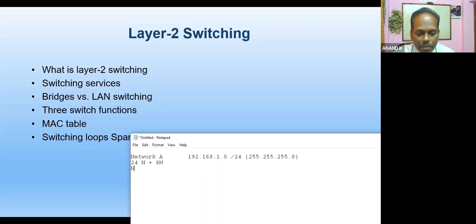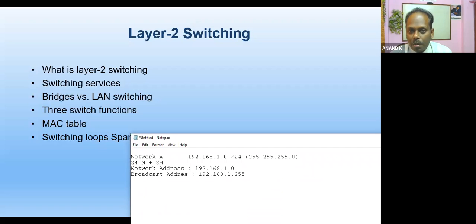So here, how do you define it? Your network address is your network basically. The network address is 192.168.1.0. The broadcast address is the last address: 192.168.1.255. This is my broadcast address. In between, we call them valid IPs, or the valid IP range. So here you can see, this is 192.168.1.1 to 254. This is my range.